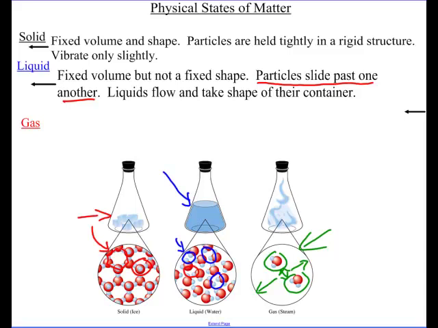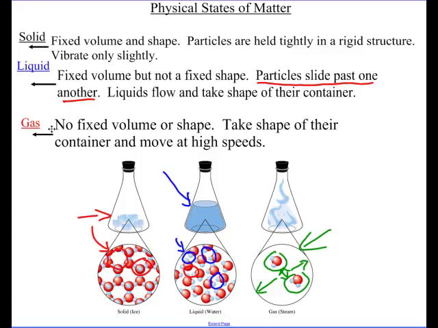Well, it allows them to take the shape of their container just like a liquid. But they're flying all around. There's lots of space in between them, and they're in fact moving very quickly. So, gases have no fixed volume or shape. They will take the shape of the container, and they move very fast.